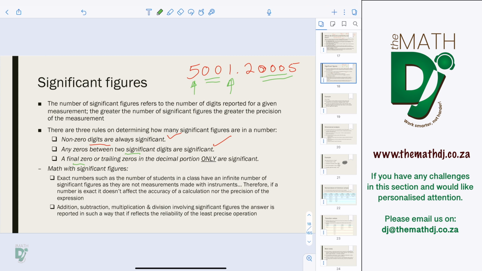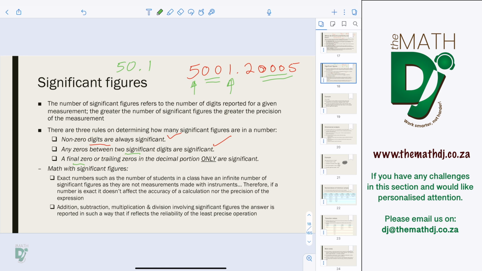If you are measuring in centimeters, it can be limited to the nearest, let's say, 50.1. So the significance may be 3 figures, because maybe I'm measuring in millimeters. Exact numbers such as the number of students in a class have an infinite number of significant figures, as they are not measurements made with instruments. So if you are not using instruments, the significance is infinite. Therefore, if a number is exact, it doesn't affect the accuracy of calculation or the precision of the expression.